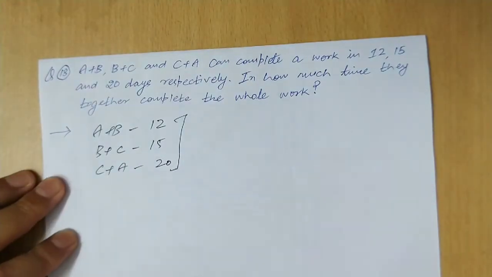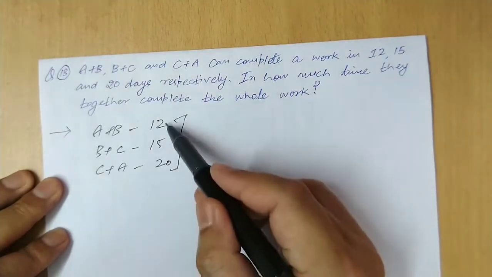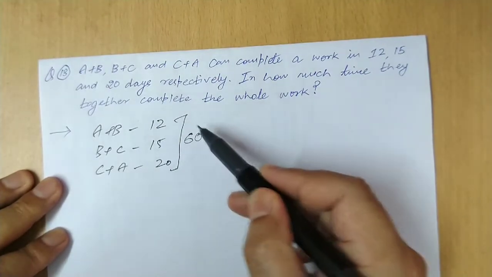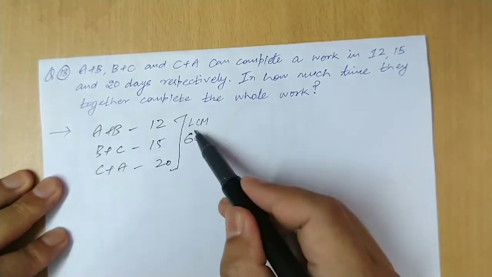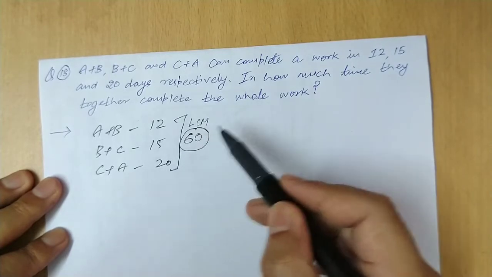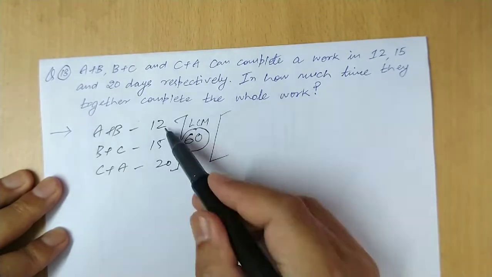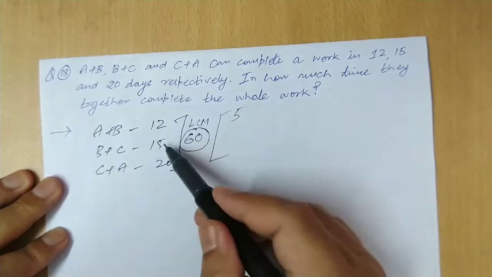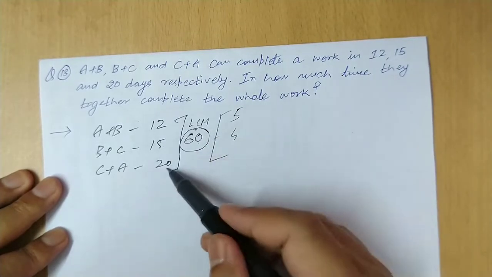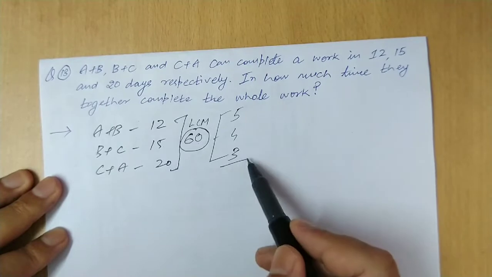Now here two persons are working together. So we'll take the LCM. The same method, LCM needs to be taken. This is our total work, 60 units. 60 divided by 12 we get 5, 60 divided by 15 we get 4, 60 divided by 20 we get 3. This is the efficiency.